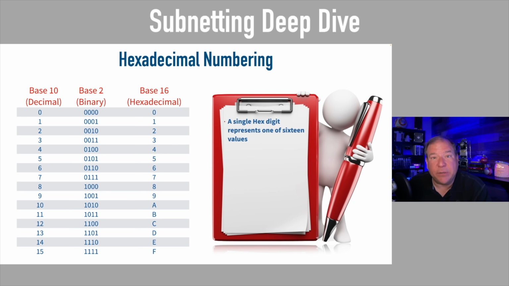And we're going to need to do some conversions here. Now, a single hex digit, we can see, represents one of 16 different values. And one hex digit can be represented as 4 binary bits.